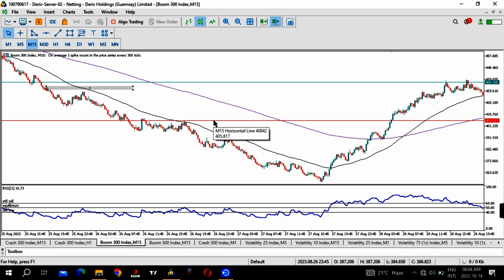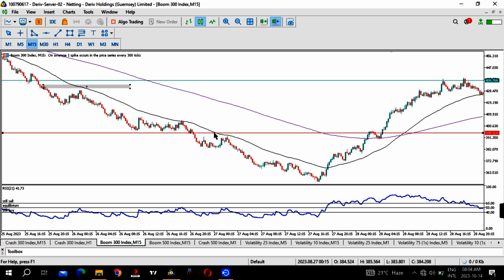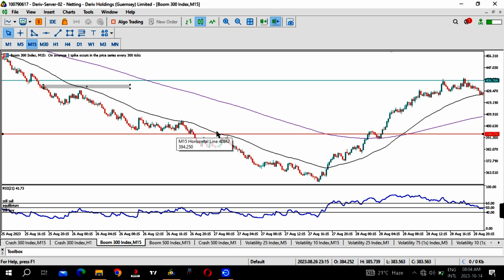Then over here again, we mark this zone flip area, and the market pulls back to it. I want you to treat zone flips as a range. I don't want you to treat it as a single level, because as you can see over here, we only tested the 50 moving average. We didn't quite touch the zone flip level.